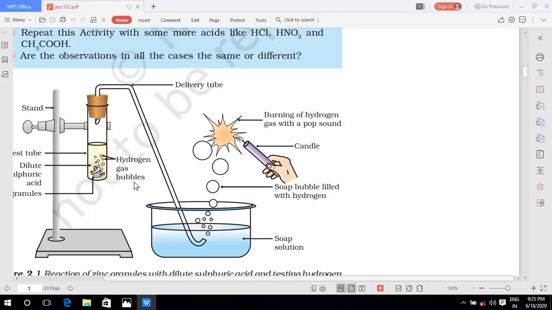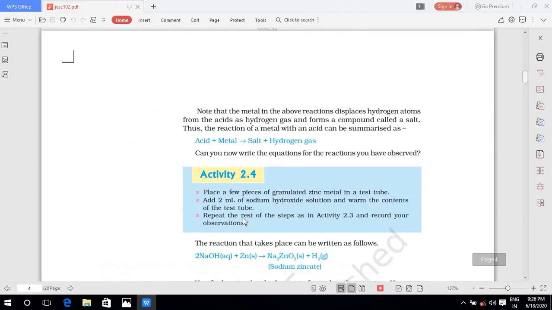The formation of this hydrogen gas, we can determine by channeling it through this delivery tube and through this soapy solution. And when you hold a lighted candle above it, then we see the popping sound and the flash burn in the normal candle. Not only that, we can simply identify the gas release through the bubble formation in the soapy solution.